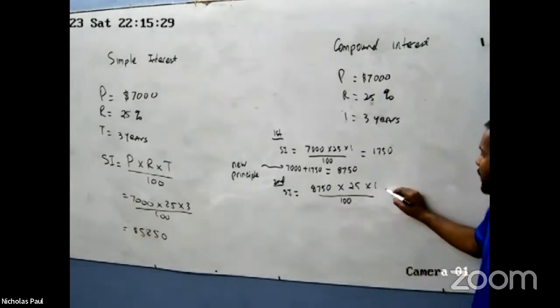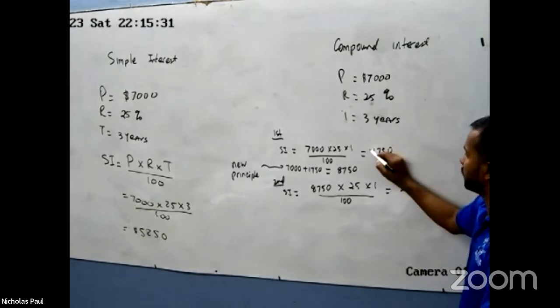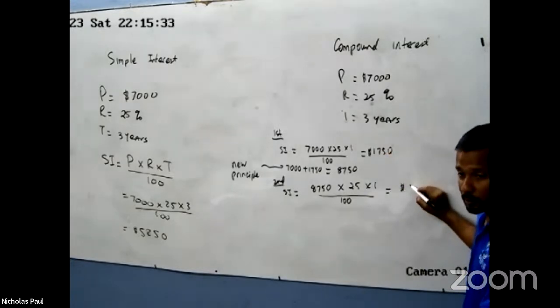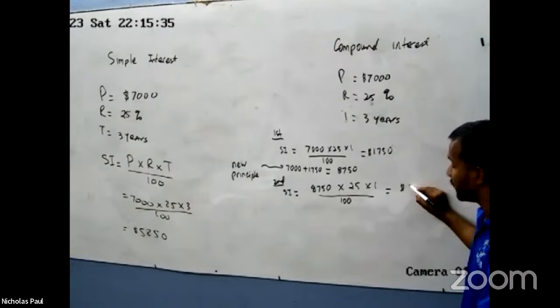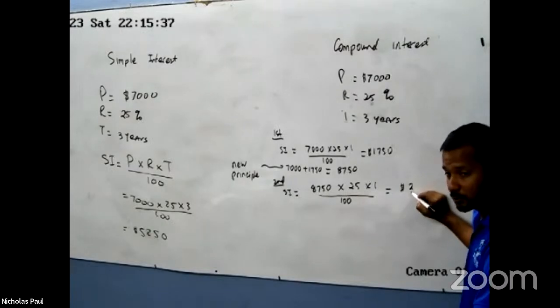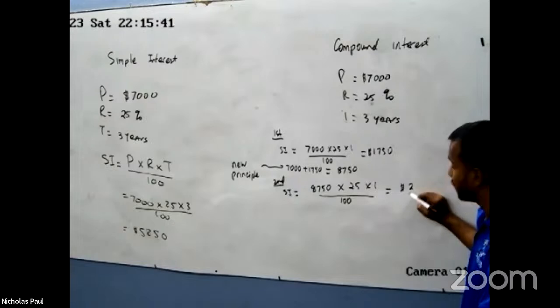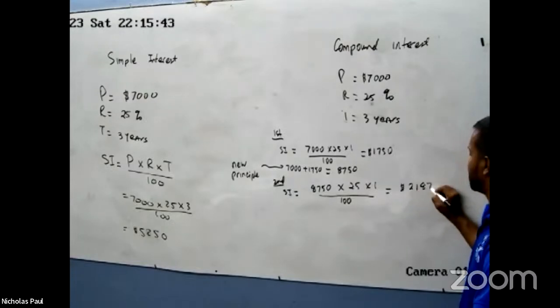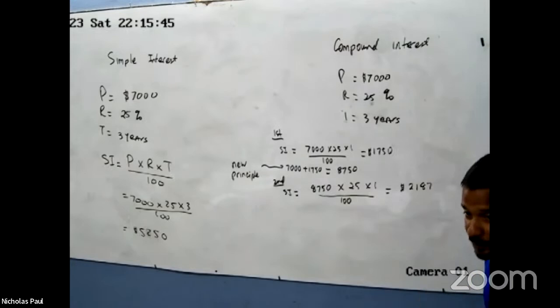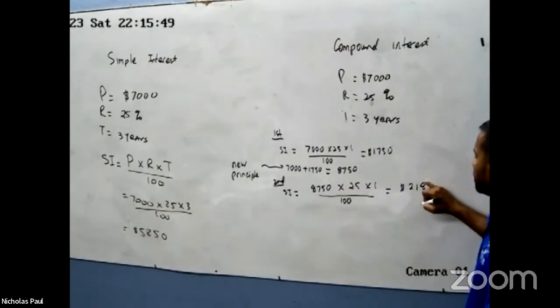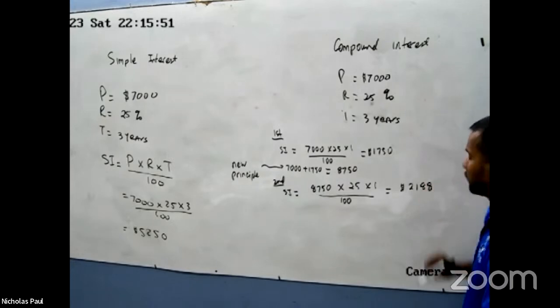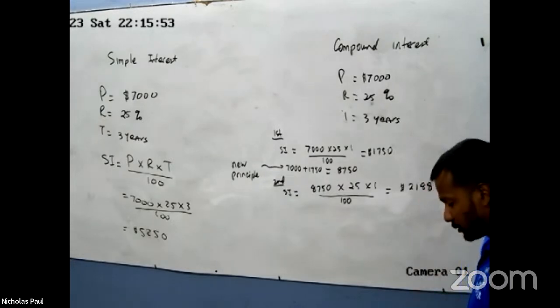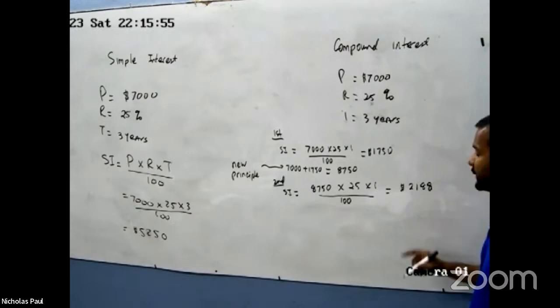When you work this out, how much did you get? 2,187.5. Let's round it up, right? 2,188.